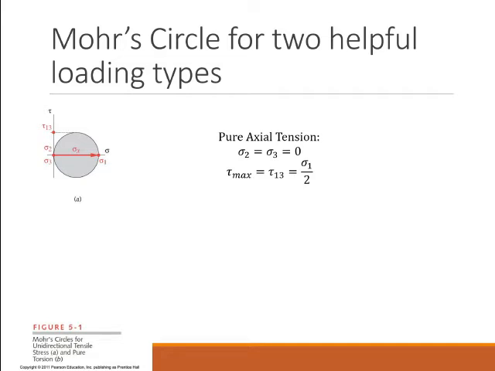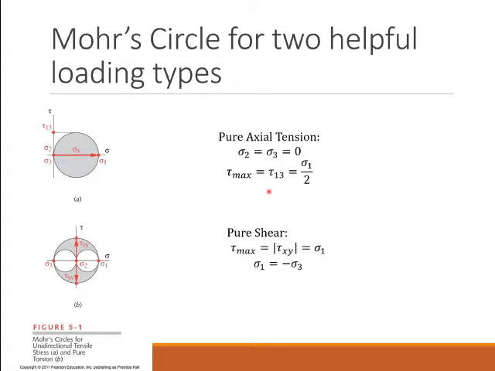The second condition is pure shear. In this case, tau max is equal to sigma 1, which is also equal to minus sigma 3, and the Mohr circle looks like this. The reason these are two important cases is because these are ways we can actually create experiments. I can get a small piece of aluminum of a certain size, put it in pure axial tension, stretch it till it breaks, and I'll know what the stress state within the beam will be at that time.